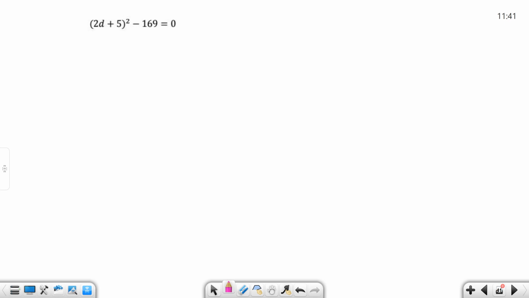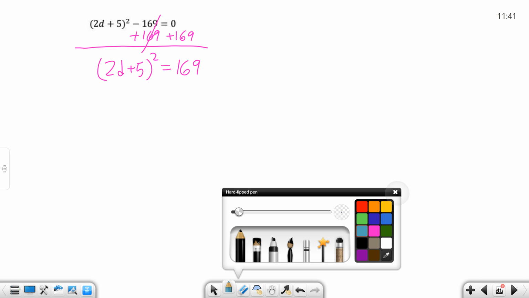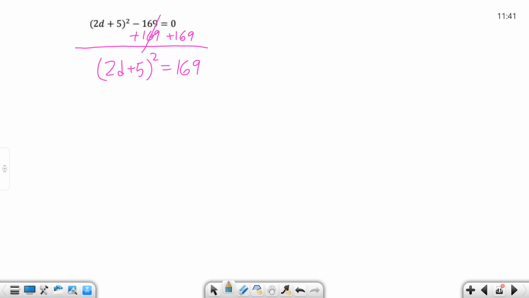So then here, (2d plus 5) in parentheses squared minus 169 equals 0. It's not something squared equals a number, but what I'm going to do first is add 169 to both sides. That's going to cancel over there and give me (2d plus 5) squared equals 169. Now it's set up in the form to use the square root property. That's the best move here, the most efficient move.